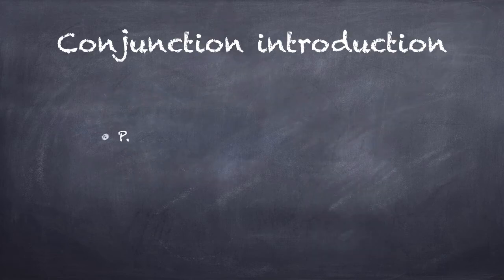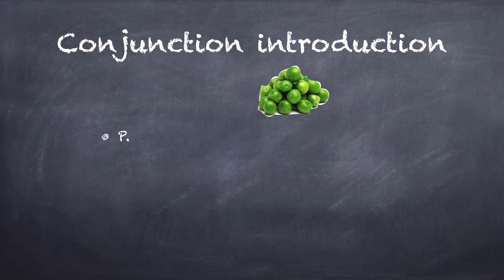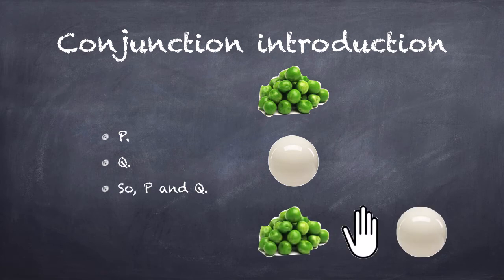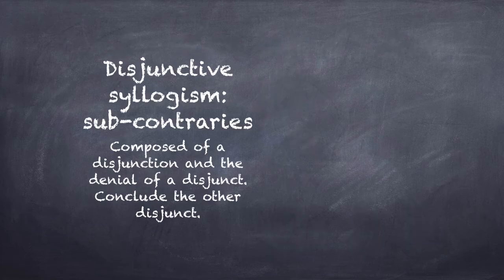Our first step is our first proposition P, represented by our P's. The second step is the second proposition Q, represented by our Q ball. From these we infer a conjunction. Now, all this looks simple-minded, but it is worth keeping in mind. You might be surprised when this can be important. That's it for conjunctions. Let's move on to disjunctions.